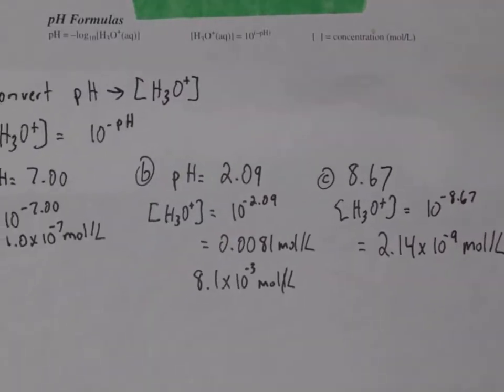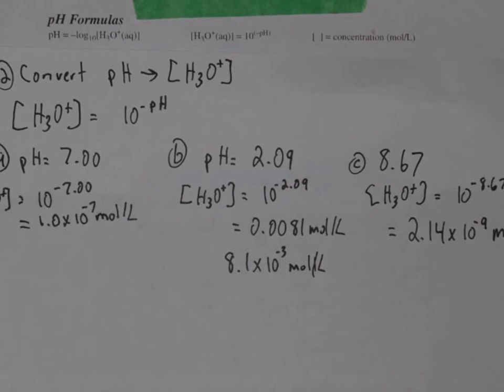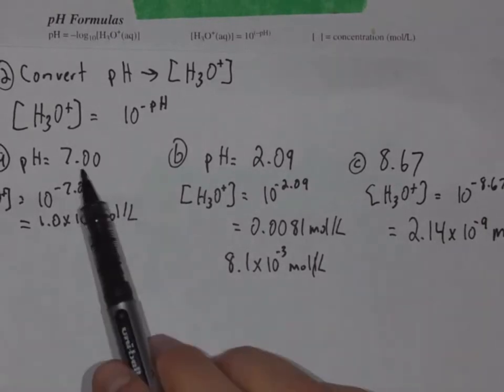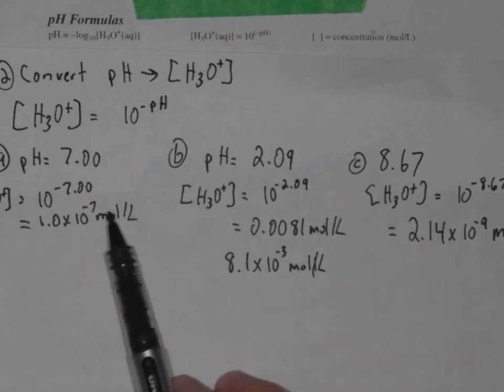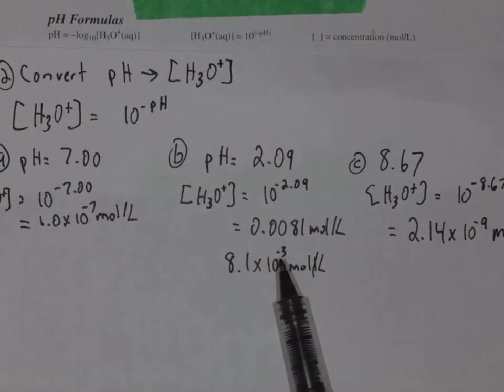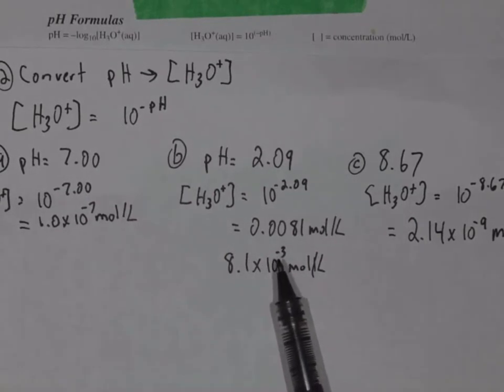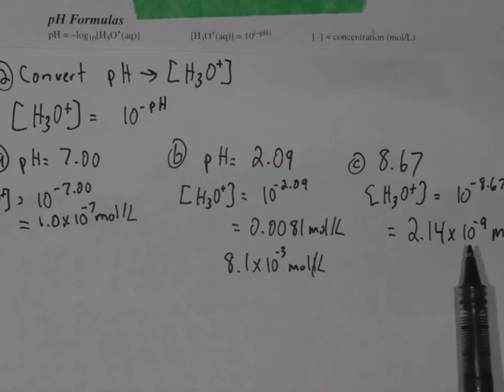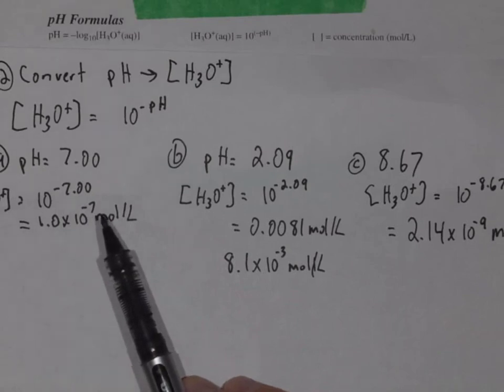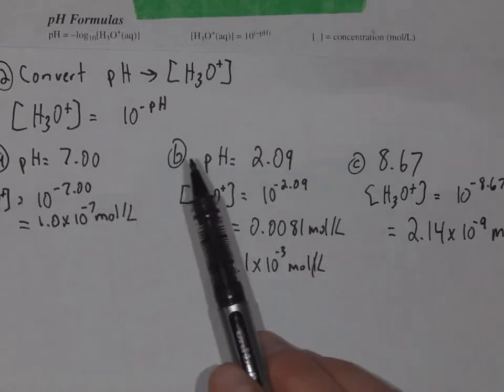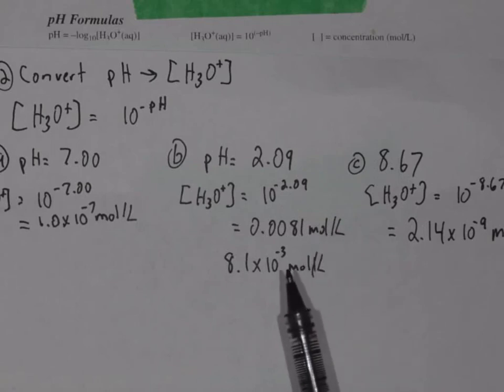Now let's take a look at these 3 numbers here. We started off with a neutral pH. We then went to an acidic pH, and then to a basic pH. Here it's times 10 to the negative 7. Here it's times 10 to the negative 3. That's a much bigger number. And then here we have times 10 to the negative 9. And that is a much smaller number than, for example, this one. And that makes sense, because as our pH increased, we should expect our hydronium ion concentration to go down.